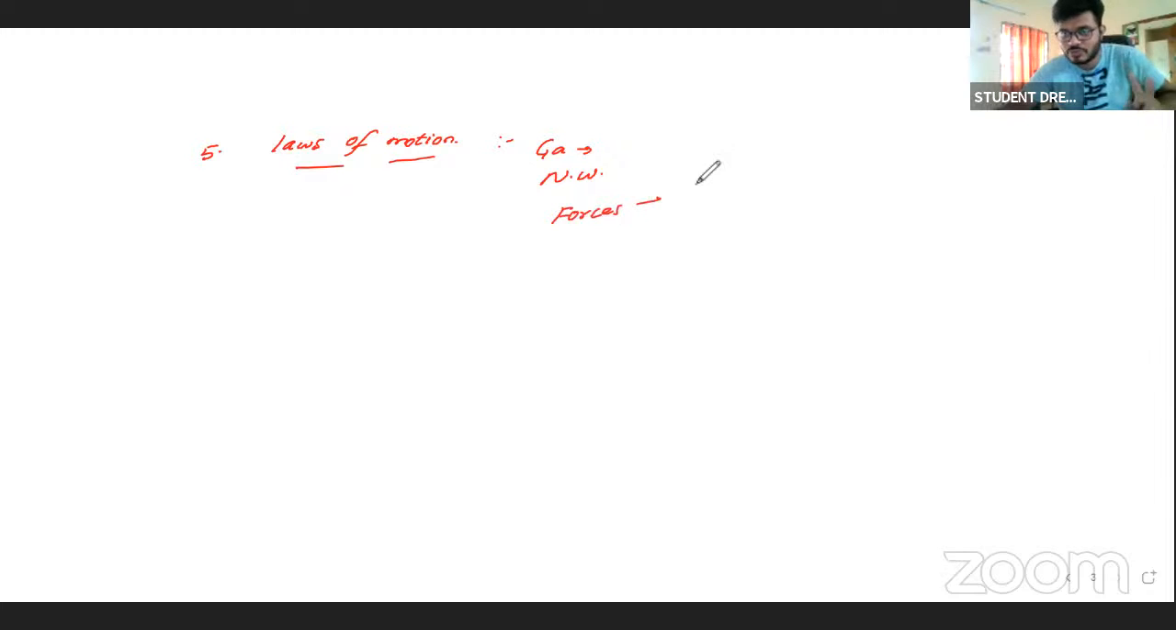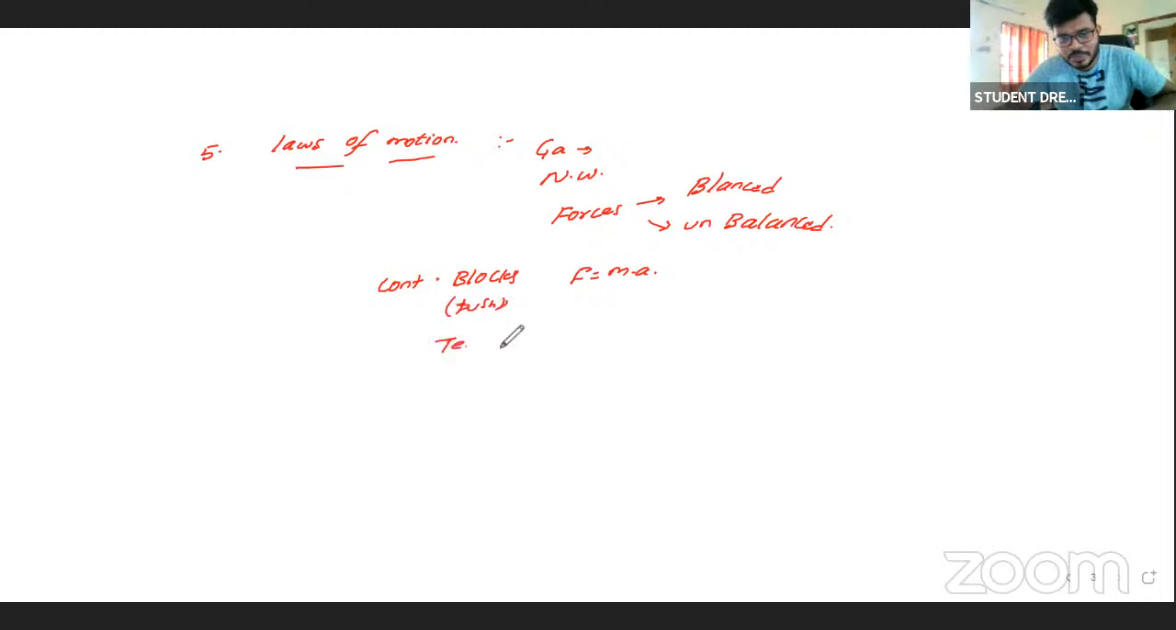Here we discuss 2 types of forces: one is balanced force and the other is unbalanced force. Depending on these forces, we are going to discuss some conditions, such as blocks in contact. When we apply some forces on the blocks, they will gain some acceleration. There are different conditions. Blocks-based relations with a pushing force, similarly strings-based relations with tension, and after that pulleys-based relations.